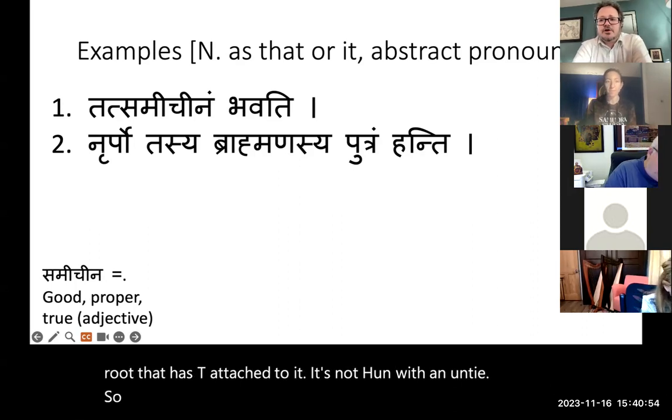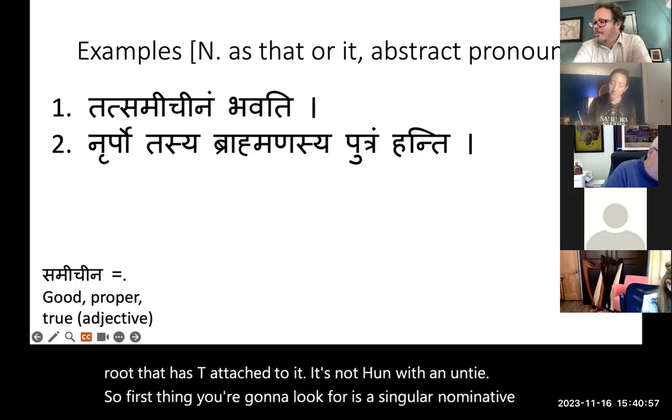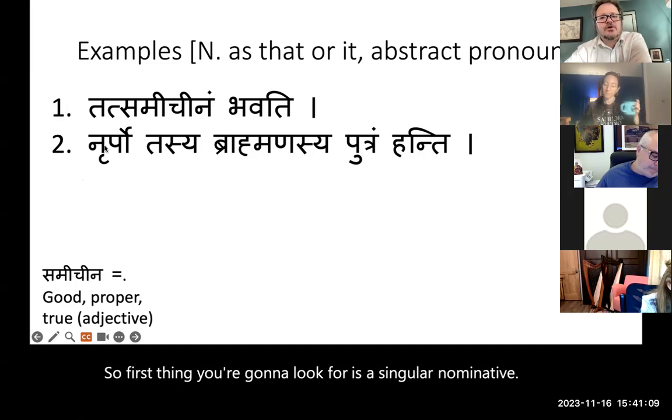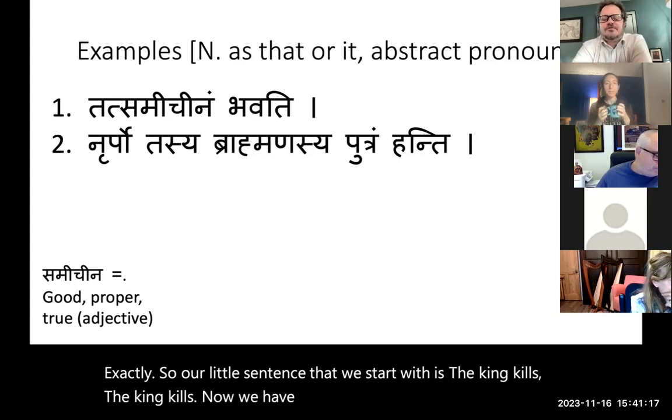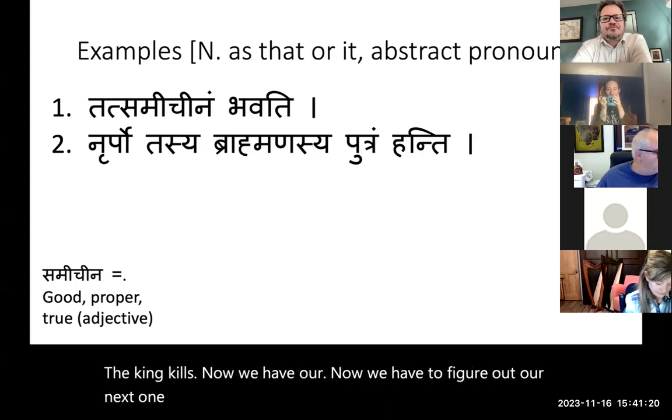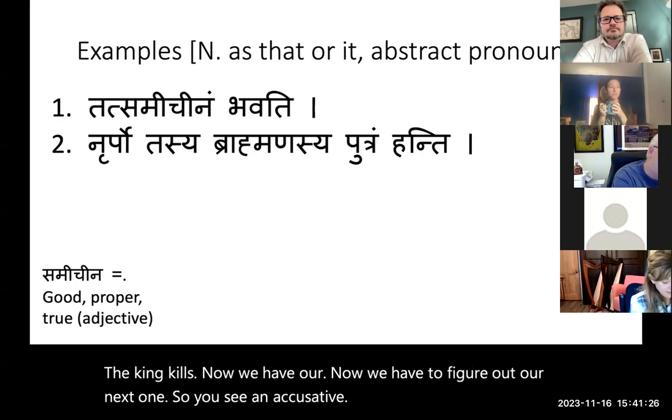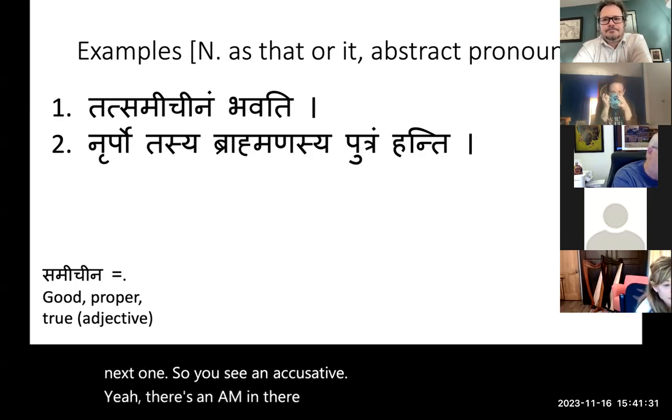So first thing you're going to look for is a singular nominative. Nripo. Exactly. So our little sentence that we start with is, the king kills. Now we have to figure out our next one. So you see an accusative. I see the, yeah, there's an am in there. Yes. Putram, the son. So the king kills the son.